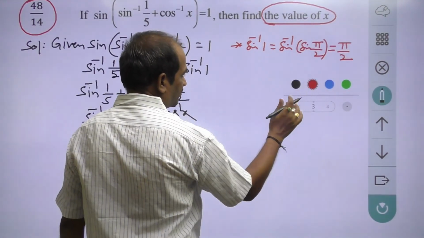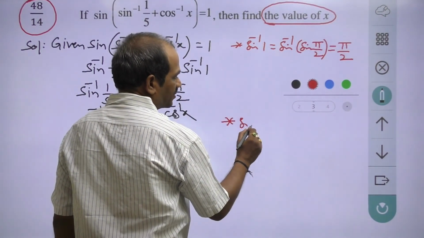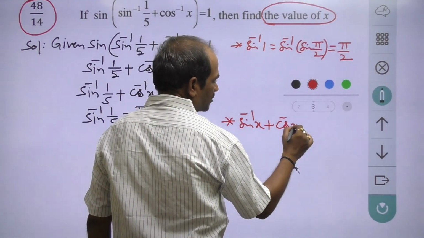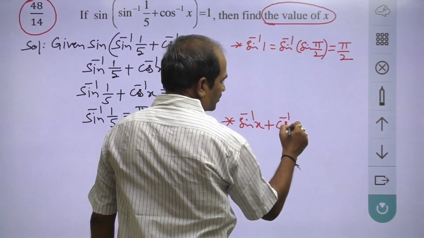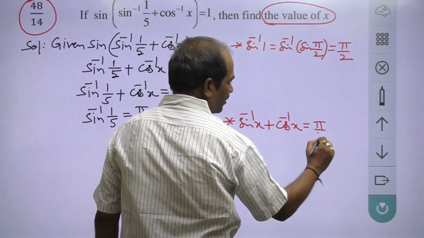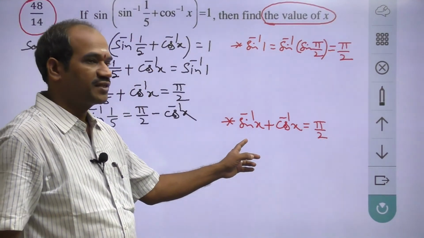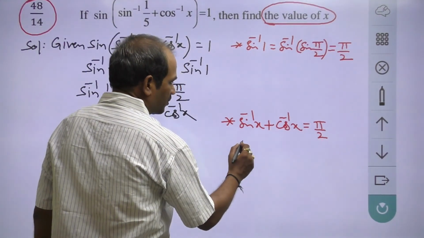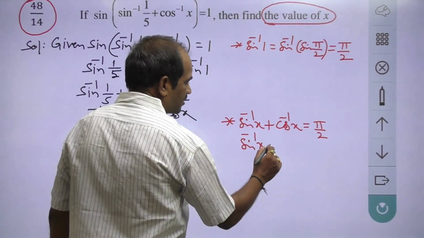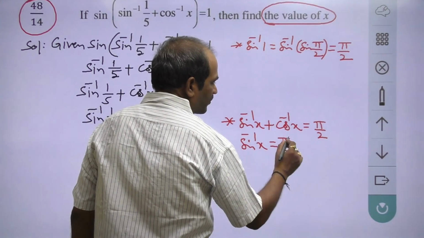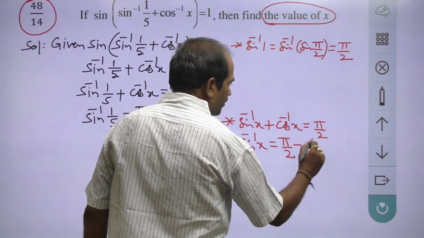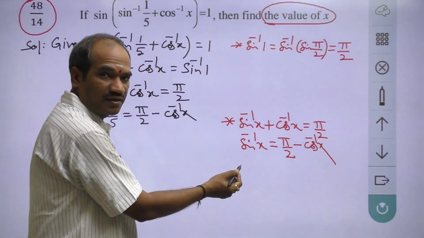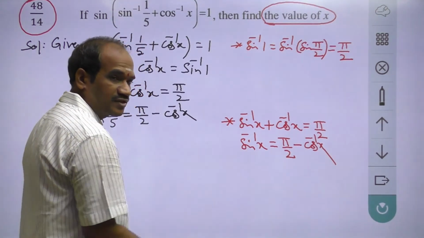See here in this formula: sin inverse of x plus cos inverse of x is equal to pi by 2. So sin inverse of x is equal to pi by 2 minus cos inverse of x. This total value, pi by 2 minus cos inverse x, is sin inverse x.